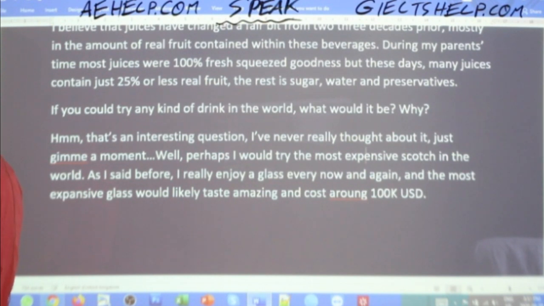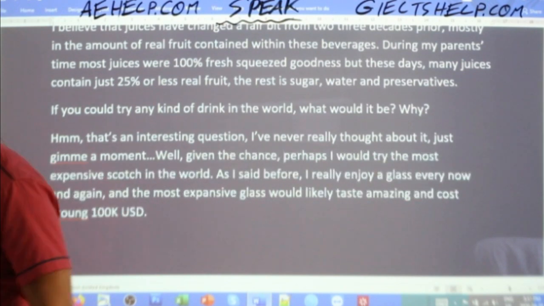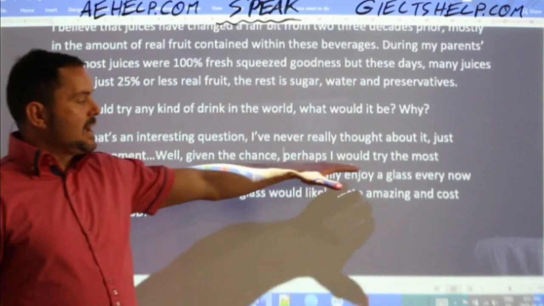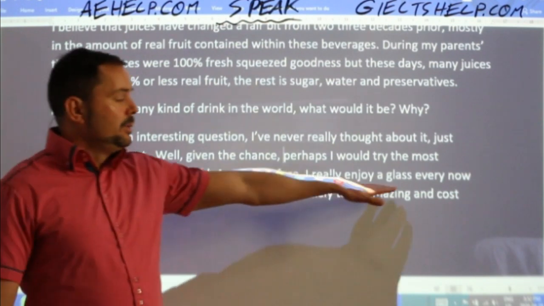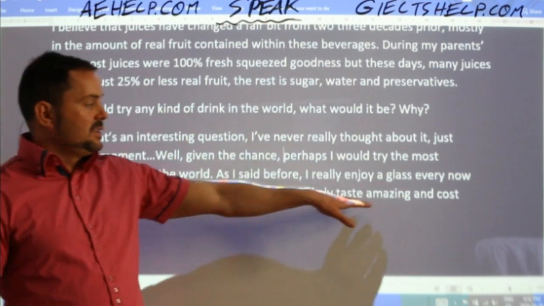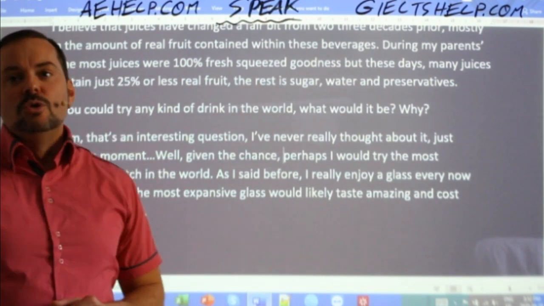Well, given the chance, okay, so given the chance, perhaps. So given the chance shows that conditional. Given the chance, perhaps I would try the most expensive scotch in the world. As I said before, I really enjoy a glass every now and again, and the most expensive glass would likely taste amazing and cost around $100,000 US.